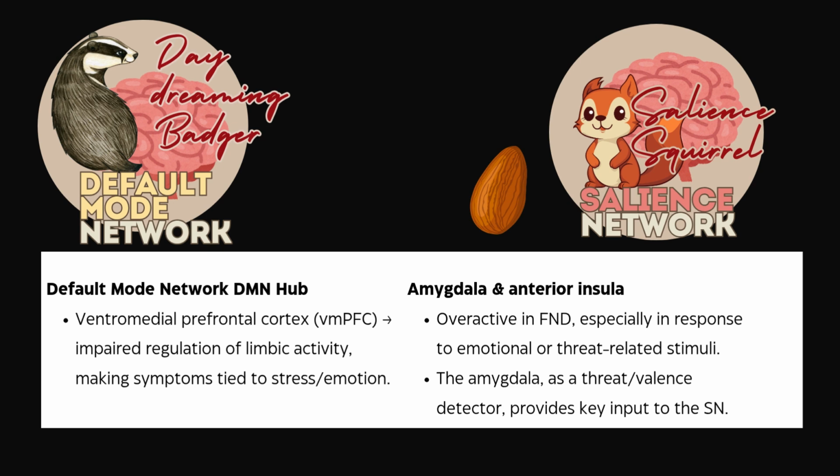The default mode network, or DMN hub, includes the ventromedial prefrontal cortex, which leads to impaired regulation of limbic activity or emotional activity, making symptoms tied to stress and emotions.